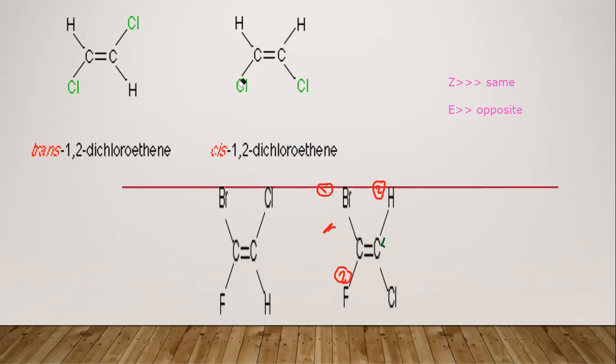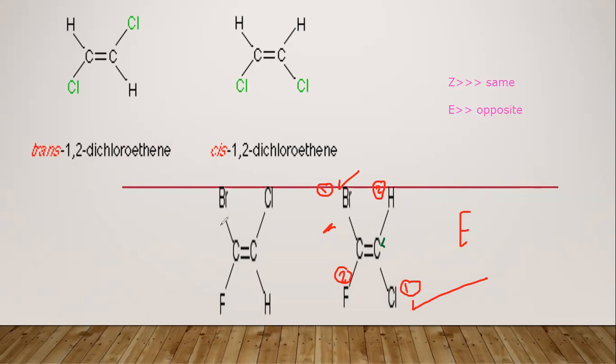Okay. Now look at the priority. Chlorine in the first carbon has a higher priority and is attached to the carbon down. And here in the second carbon, bromine has a higher priority and is attached to the carbon but up. So what do you think? Is it opposite or the same? Opposite. Why? Because the higher priority here is down, but the higher priority here is up. So I can say this is the E isomer, entgegen isomer.